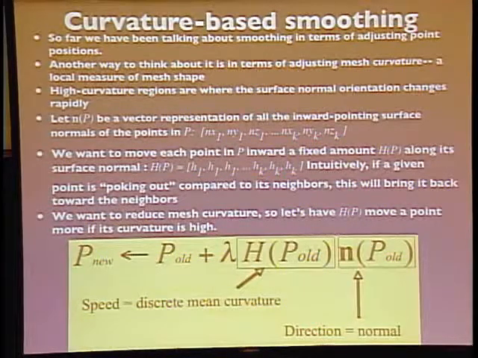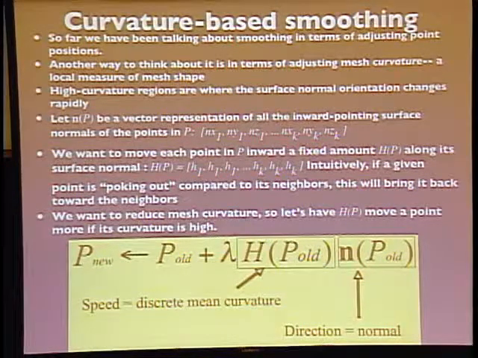So high curvature regions are where the surface normal, everyone knows what the surface normal is? It's basically if you have a surface, the tangent plane is the tangent to it, you should know what that is, and the surface normal is perpendicular to that tangent. Now, high curvature regions are where that surface normal orientation changes very, very rapidly, and that should be intuitive. If the surface is undulating a lot, then as you move from point to point, the surface normal is basically changing from one direction to another very, very quickly.